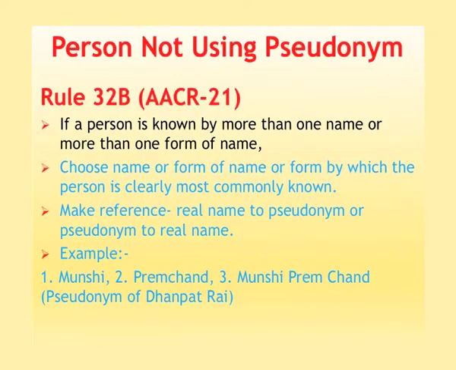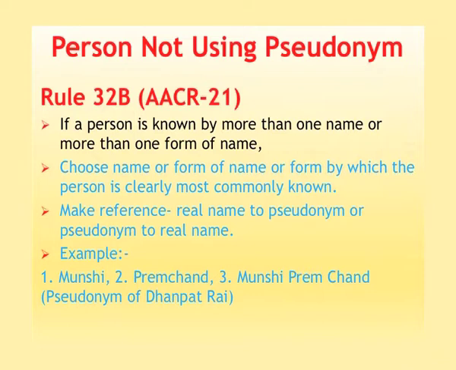Then, for a person not using a pseudonym, rule 32B. If a person is known by more than one name or more than one form of name, sometimes the forms are different. Choose the name or form of name by which the person is clearly most commonly known, meaning the most popular name. You have to make the main entry under the most popular name. Make a reference entry from real name to pseudonym.